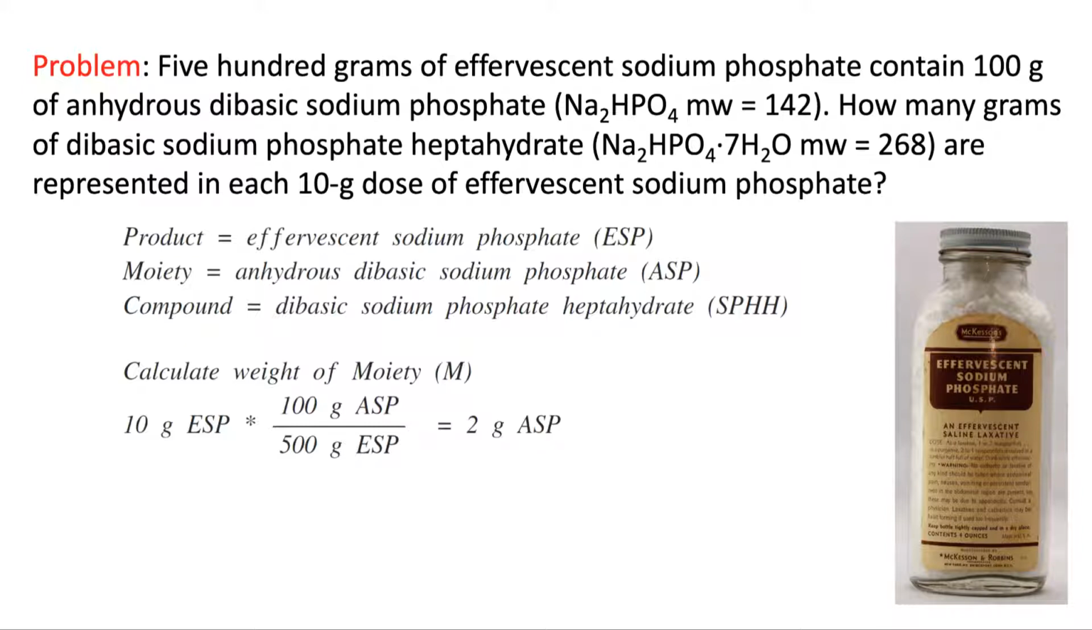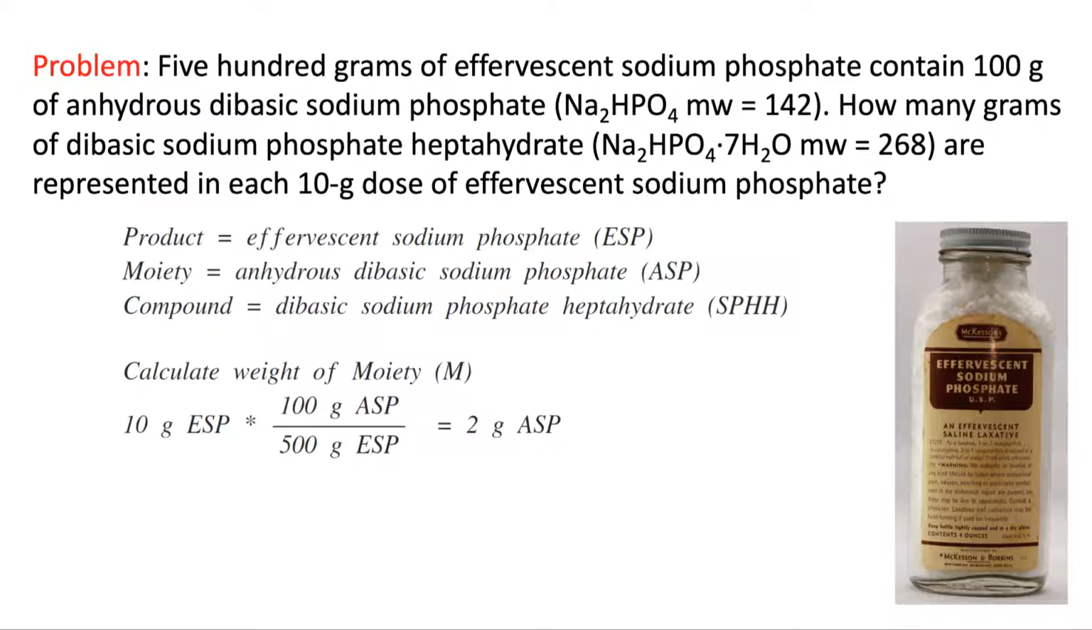So if we start with a 10-gram dose of that and multiply across, grams of ESP cancel, and we're left with grams of the ASP, the anhydrous dibasic sodium phosphate. If we do that math, 10 times 100 divided by 500, we get 2 grams of ASP in this 10-gram dose of ESP. So now all we're really trying to find out is how many grams of our compound, our SPHH, does it take to provide 2 grams of our active moiety, ASP?